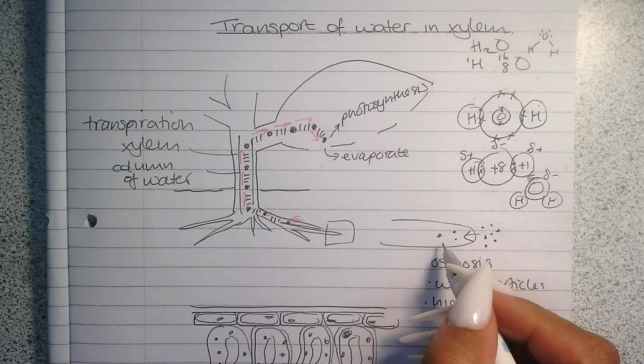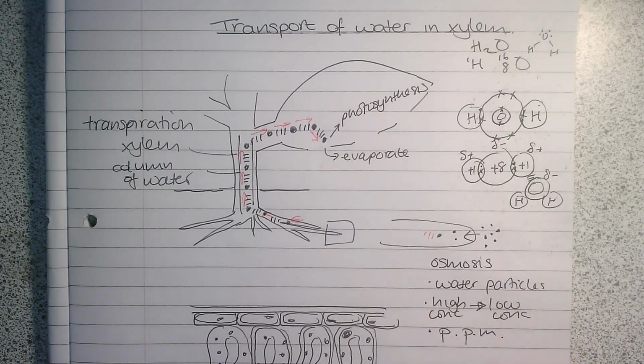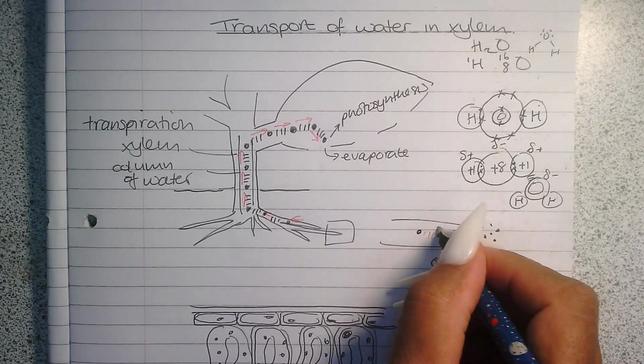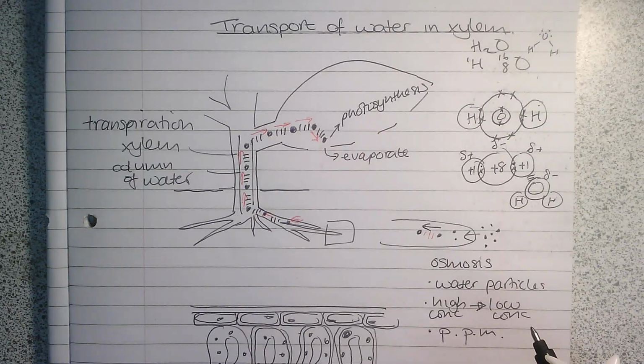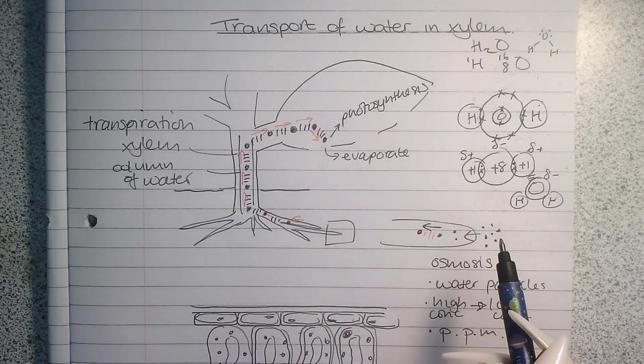When water enters the root, it will move further into the root due to this movement of water, this transpiration stream. All of this is because water has its hydrogen bonds within its structure.